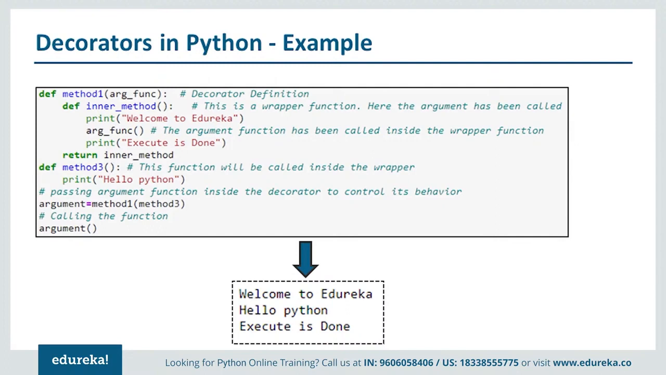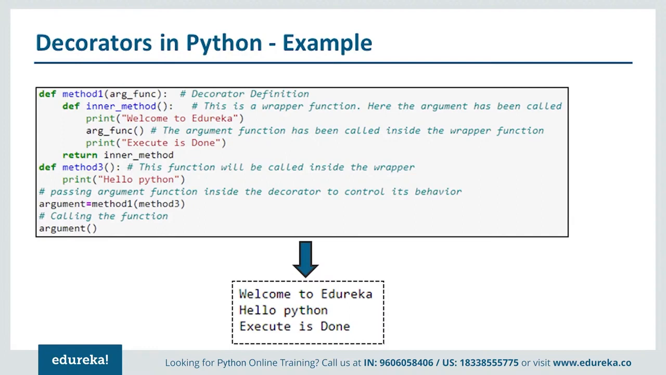So you can not only give keywords or strings or integers or actual values, you can also pass particular functions here. Now we have another method called method 3, in which we are printing simple hello Python. Now in the calling mechanism, argument is equal to method 1 with an argument called method 3. So we are giving method 3 as an argument to method 1, which means method 3 will be executed between the execution of welcome to Edureka and execute is done. So arg_func will be replaced with method 3, and that's how you get the overall mechanism.